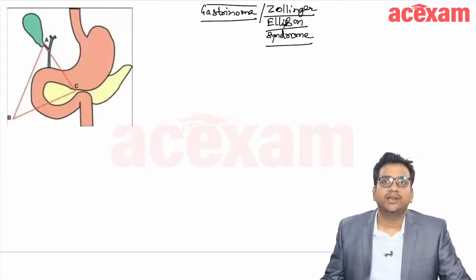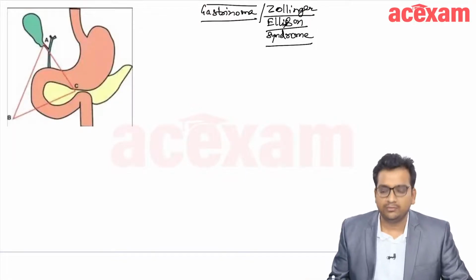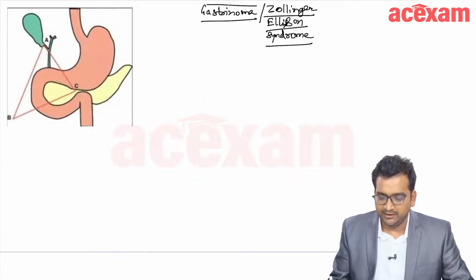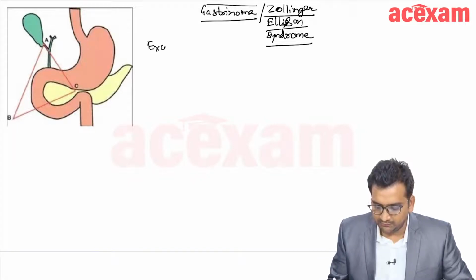Okay. Now the next topic is gastrinoma. Gastrinoma is also known as Zollinger-Ellison syndrome. What characterizes gastrinoma is excessive secretion of gastrin.